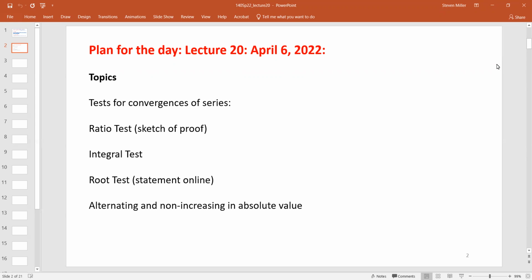Why is this useful? Well, a lot of functions are defined by infinite sums: the exponential function, and related to the exponential function, the sines and the cosines. These are some of our go-to standard functions to model the world. So we need to understand how these behave, and how you find these values. So we'll talk a little bit more about convergence tests for series. We'll talk about the ratio test, the integral test. We might get to the root test today, maybe the alternating, non-increasing, and absolute value test.